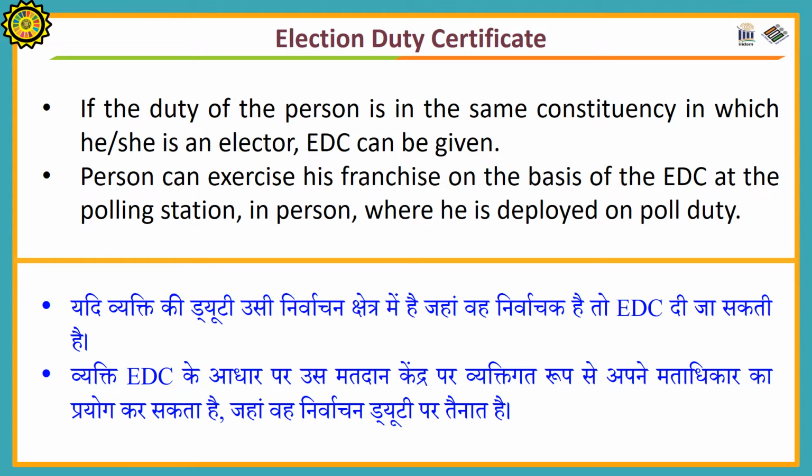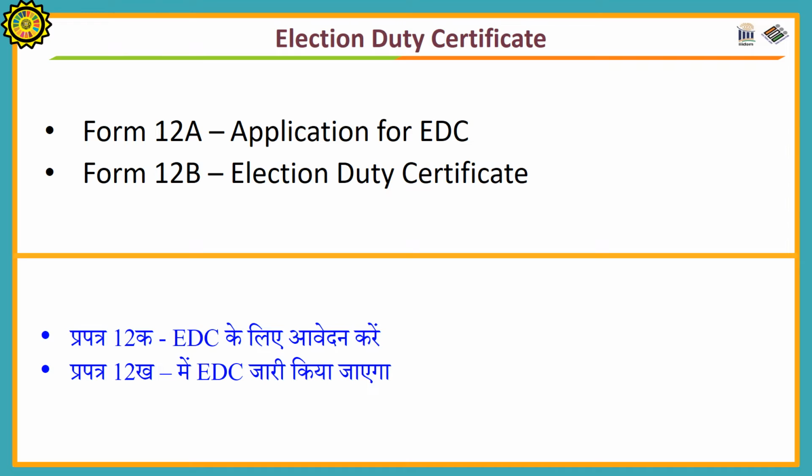Election duty certificate. If the duty of the person is in the same constituency in which he or she is an elector, then EDC can be given to that elector. A person can exercise his franchise on the basis of the EDC at the polling station in person where he is deployed on day of poll. Form 12A is an application for EDC, and in Form 12B, the election duty certificate is issued.